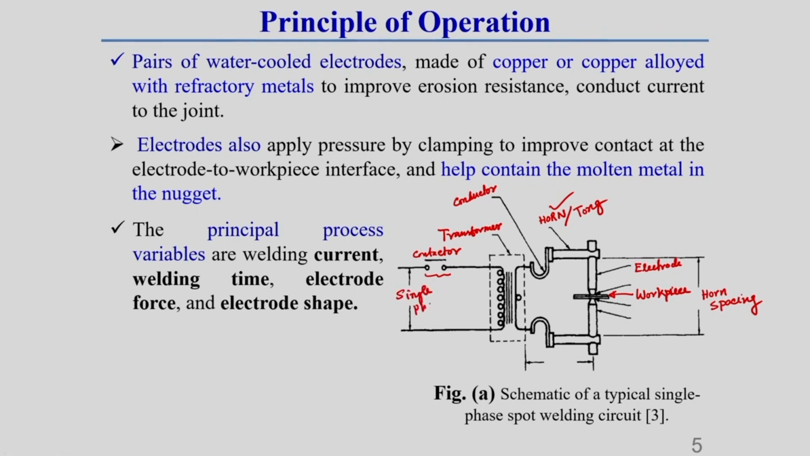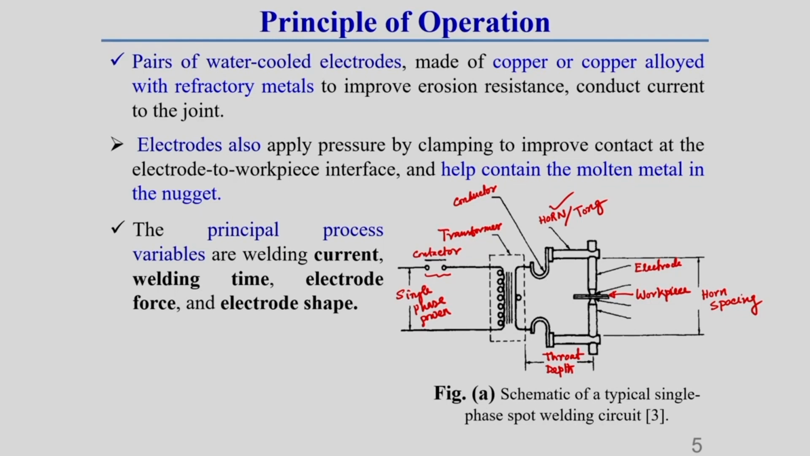Single phase power source, single phase power you can write, and from here to here, from this transformer end to this electrode distance, it has a name. This is called generally throat depth. You just keep this thing in mind. So, why am I labeling this? Because at least you will understand the different parts of a single phase resistance spot welding process.